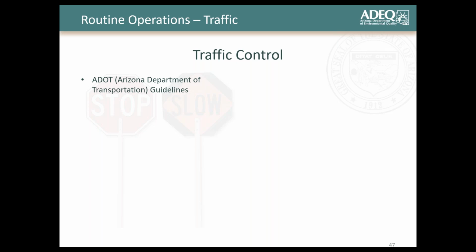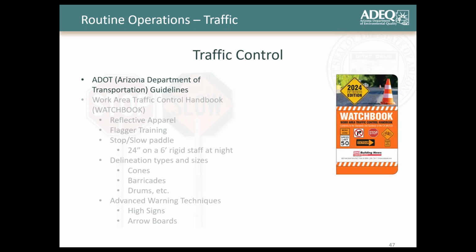Now, traffic control is all going to be dictated by your Arizona Department of Transportation guidelines, right? And you also have a handy little tool that's available in the industry, which is your work area traffic control handbook. This is going to define the different types of reflective apparel, your flagger training, and proper size of your stop slow paddles, right? You're going to want that big 24-inch paddle on a 6-foot rigid staff, right? At night, you want to be visible. You want that traffic paddle to be visible.